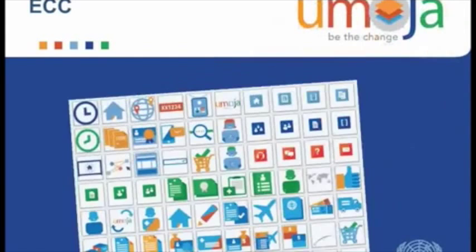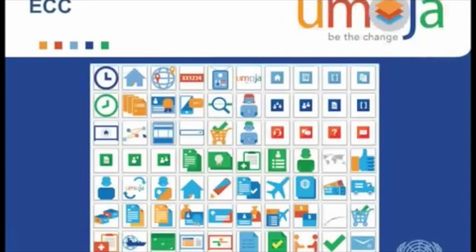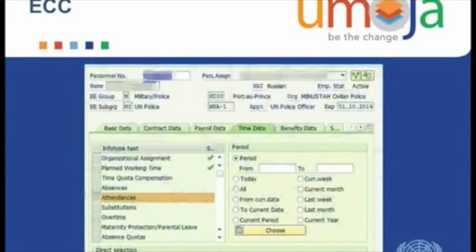In contrast to the portal, the ECC is the core transactional system used mainly by more advanced users to perform more intricate transactions and processes. The ECC is also where all the Umoja master data are recorded and stored. Please take a look at this example. In this ECC screenshot, a time senior administrator can record directly into the system a no MSA day if this UN police officer is not present at the duty station.